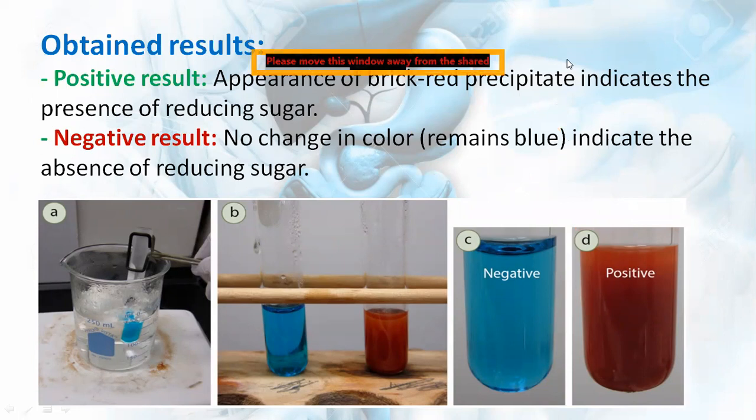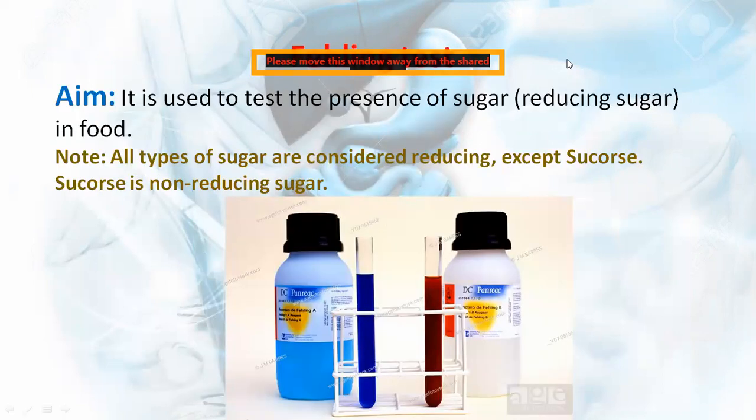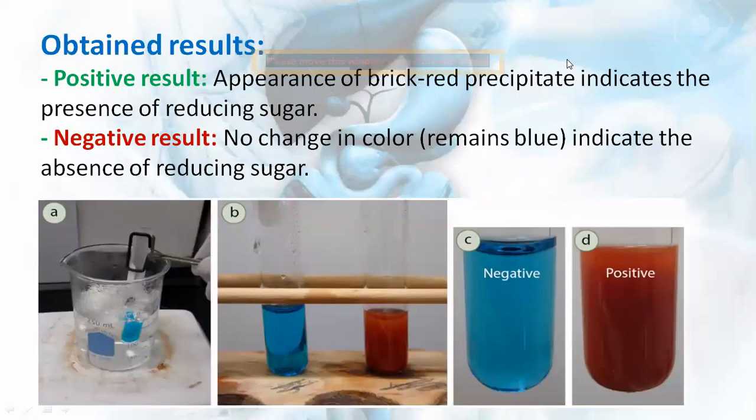So the first test is the Fehling test. I repeat, the Fehling test is done to identify the presence of reducing sugar. All the sugars are reducing except sucrose, which is a non-reducing sugar. If it's a positive result, we will have a brick red precipitate, while if it's negative, the solution remains blue, indicating the absence of reducing sugar.